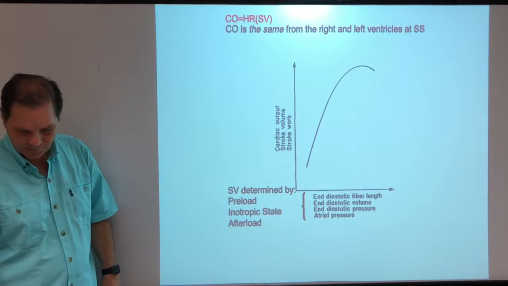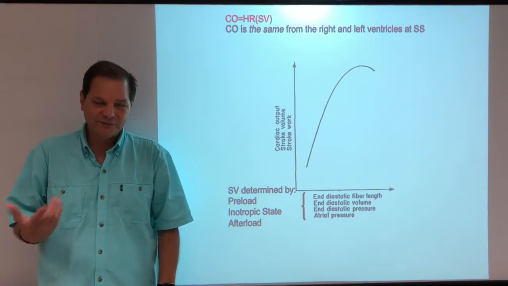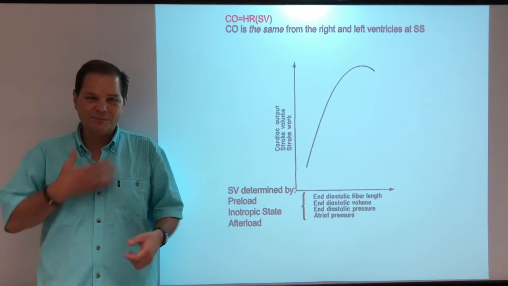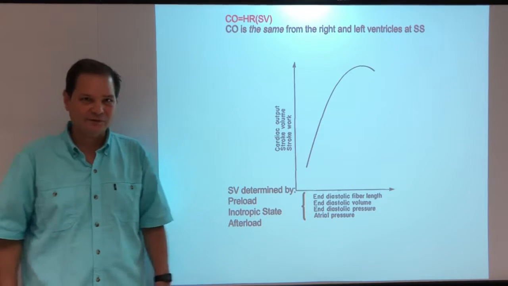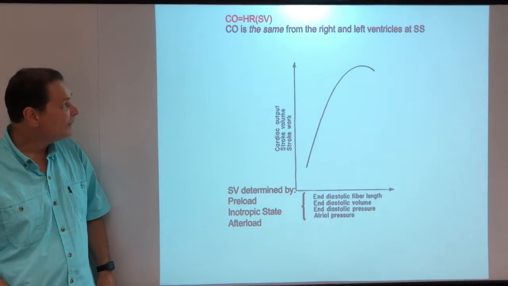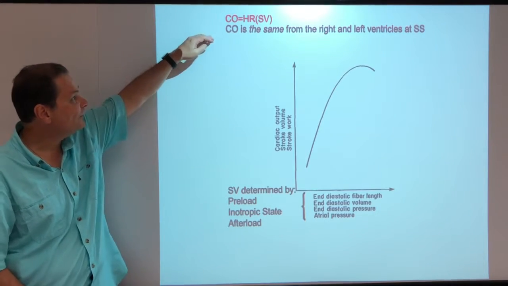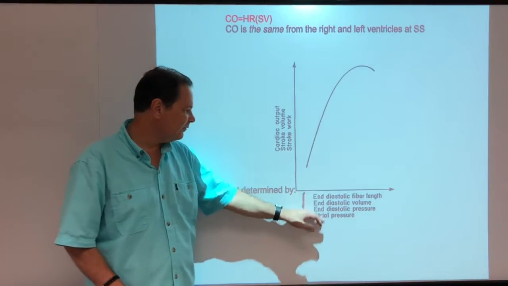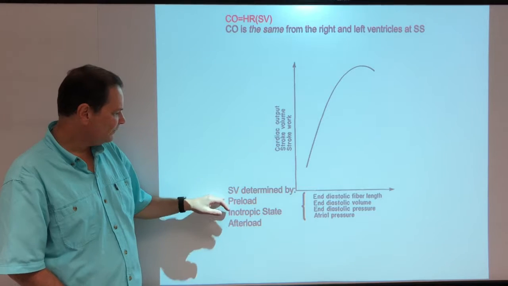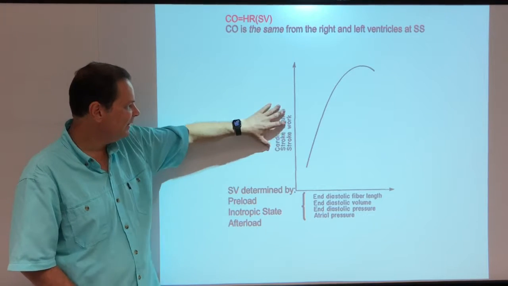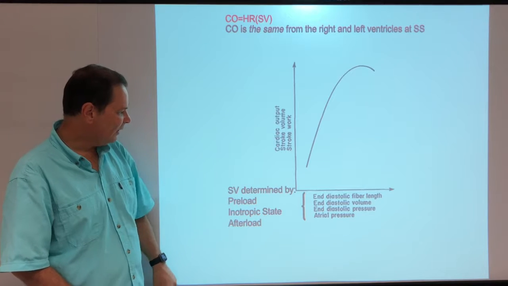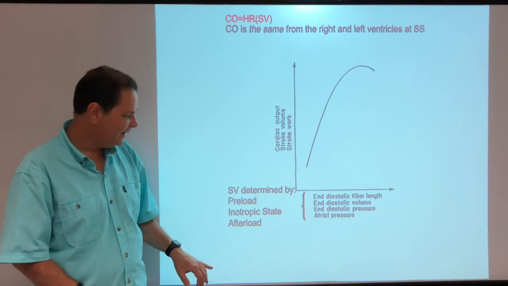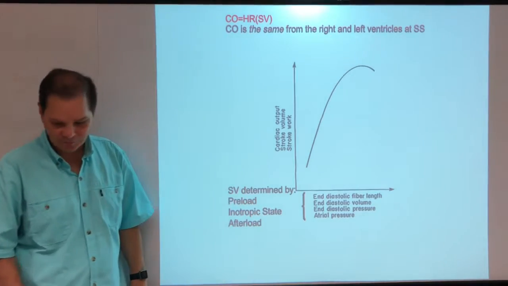Okay, and I know why it's confusing. The walls of the right are thinner than the walls on the left, but in the end, the output is the same. The pressures are lower in the lungs, so you can have thinner walls on the right-hand side. All right. Cardiac output, heart rate times stroke volume. Cardiac output is the same on both sides at steady state. And here is our relationship between filling, meaning these are all indications of preload, and stroke volume, all right? And we can also change the inotropic state or the contractility to change stroke volume. The afterload can also change stroke volume, okay?